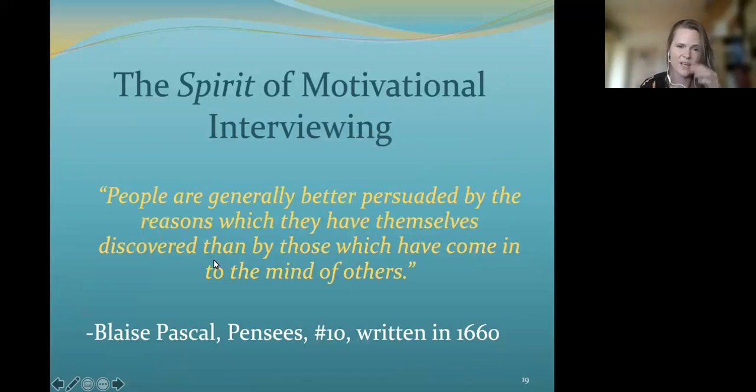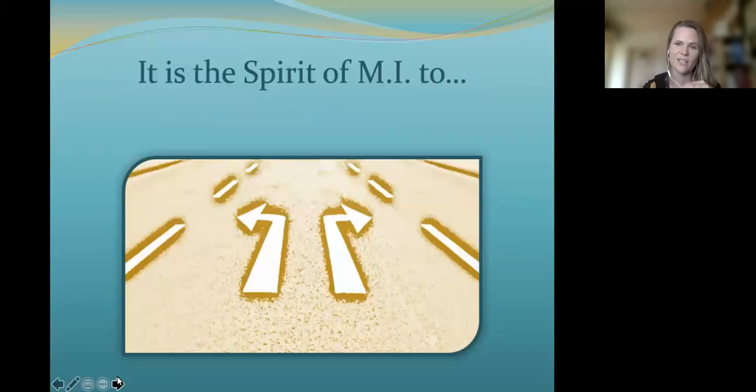So looking at the spirit of motivational interviewing, which, as we've said, is really the foundation here, we'll start off with a quote which kind of illustrates for how long this thinking has been around, this philosophy. Blaise Pascal in 1660 said, "People are generally better persuaded by reasons which they have themselves discovered than by those which have come into the mind of others." And that really encapsulates that idea with MI that you're not trying to impose your own ideas on them, but you are trying to help people clarify the ideas and the intentions that they have.